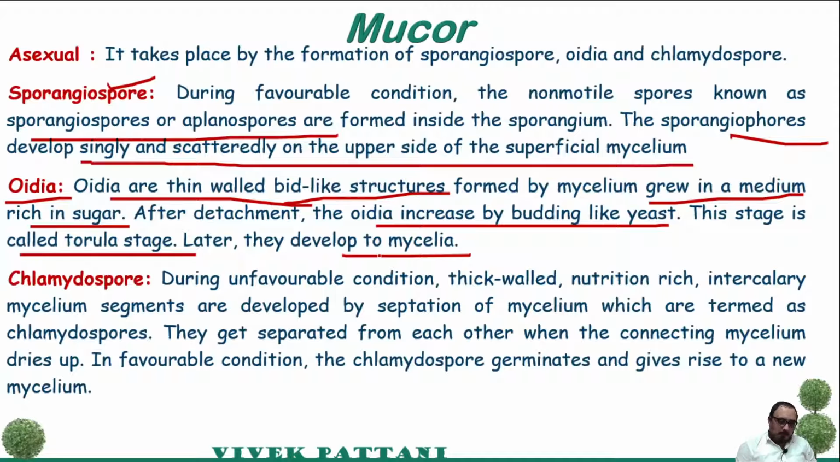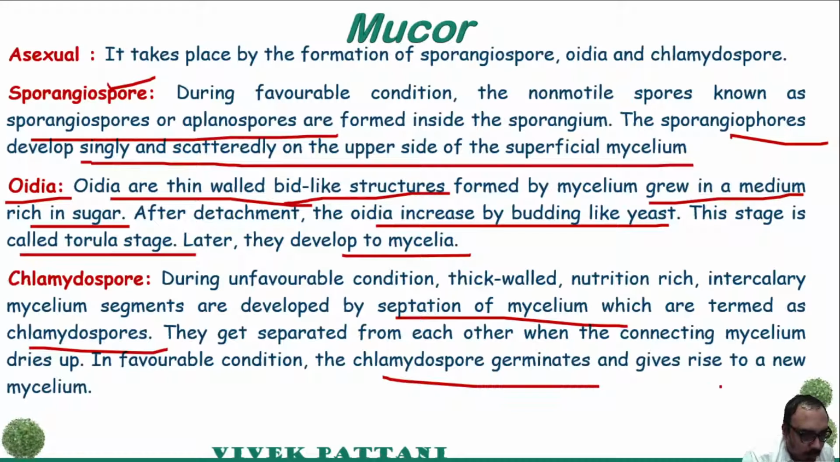Now comes the chlamydospores. We all know the property of chlamydospores, and in the case of Mucor, during unfavorable conditions, thick-walled, nutrition-rich intercalary mycelial segments are developed by the separation of the mycelium, which are termed chlamydospores. In favorable conditions, the chlamydospore germinates and gives rise to a new mycelium.